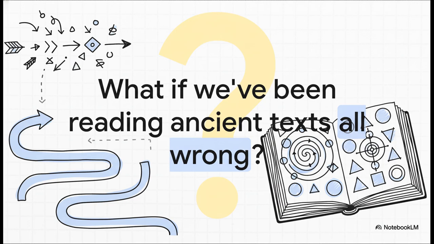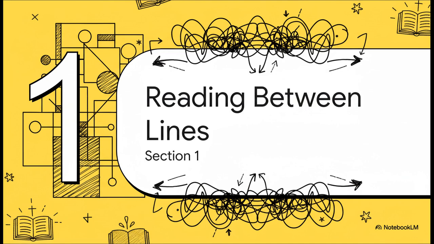But let's just kick things off with a pretty wild question. What if the way we've been taught to read our whole lives, from left to right, line by line, is just fundamentally the wrong tool for the job here? What if, by reading that way, we've actually been missing half the story? All right, so that brings us right into our first section.